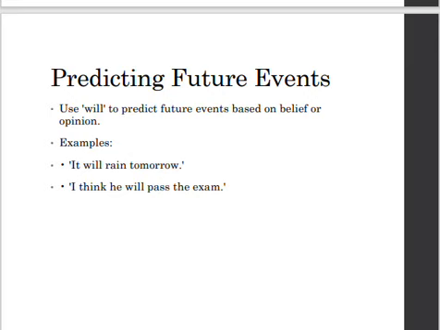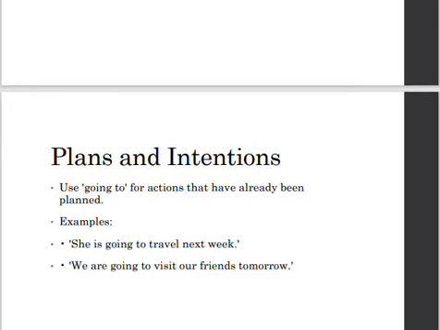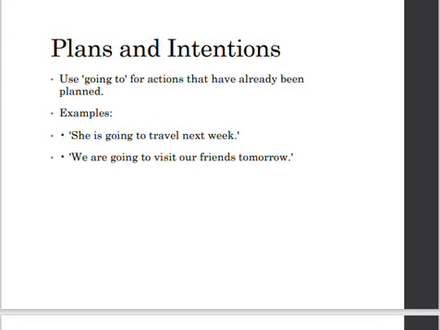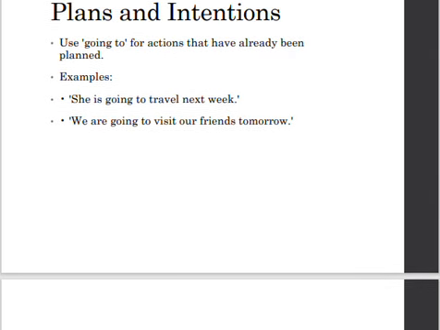Next, let's talk about using going to for plans and intentions. Going to is commonly used for actions that have already been planned or decided before the moment of speaking. For example, she is going to travel next week. This action has been planned in advance, and it's something we are sure about.